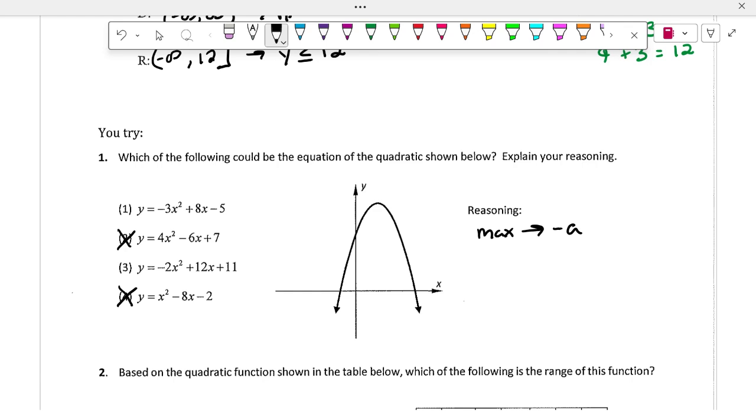Now, what other key feature can we automatically tell from the graph? The y-intercept, so the c values. Now, look where the y-intercept is on the graph. Is it going to be positive or negative? Positive. So if the y-intercept is positive, that means our c value has to be positive. So which one's the only one that's positive? 3. So 3 is the graph that would most likely fit the one that's graphed there.